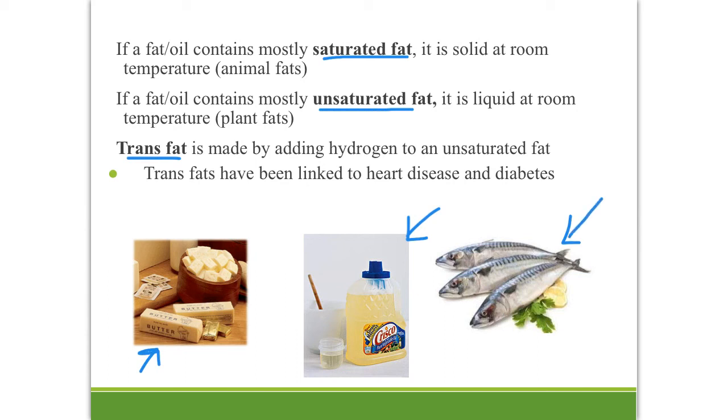Fish is another animal product that actually has more unsaturated fat in it. You may have heard of omega-3 fatty acids, which is a particular kind of unsaturated fatty acid found primarily in fish and is also something that can be good for health.